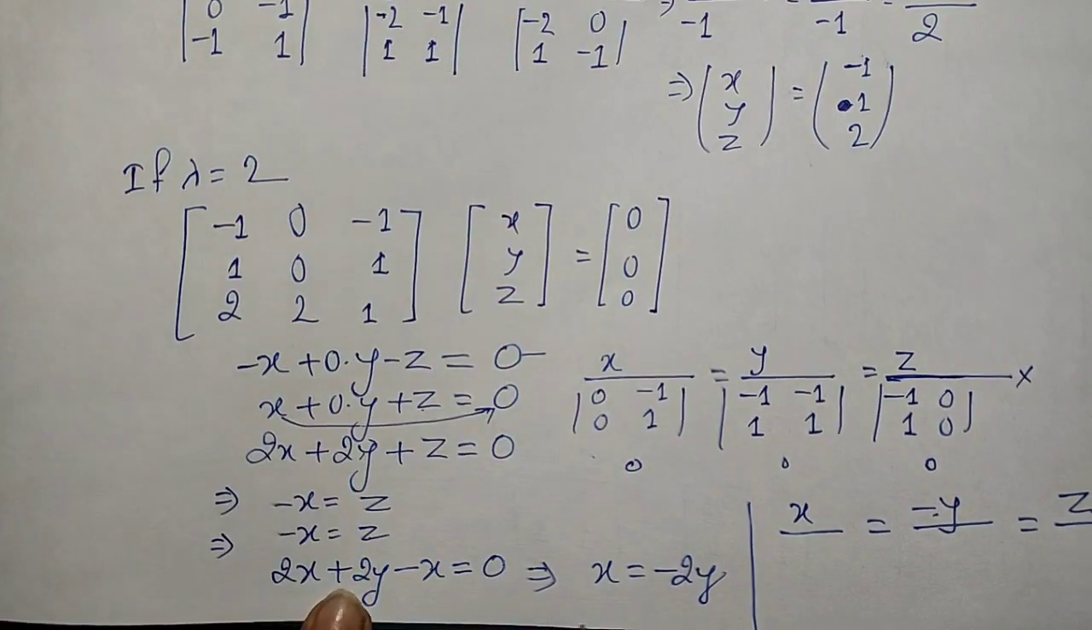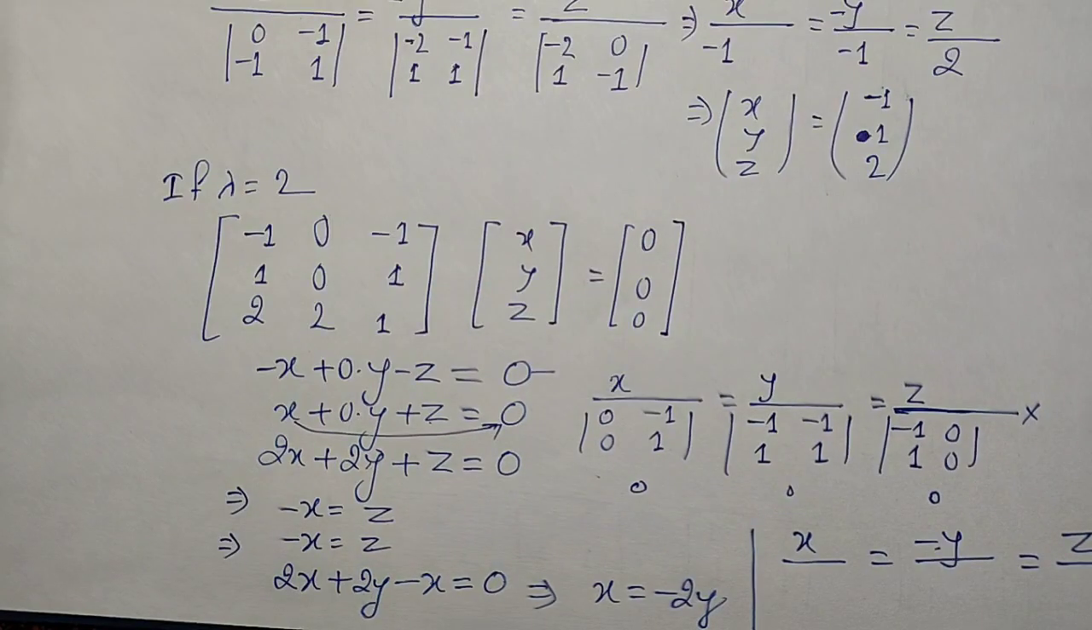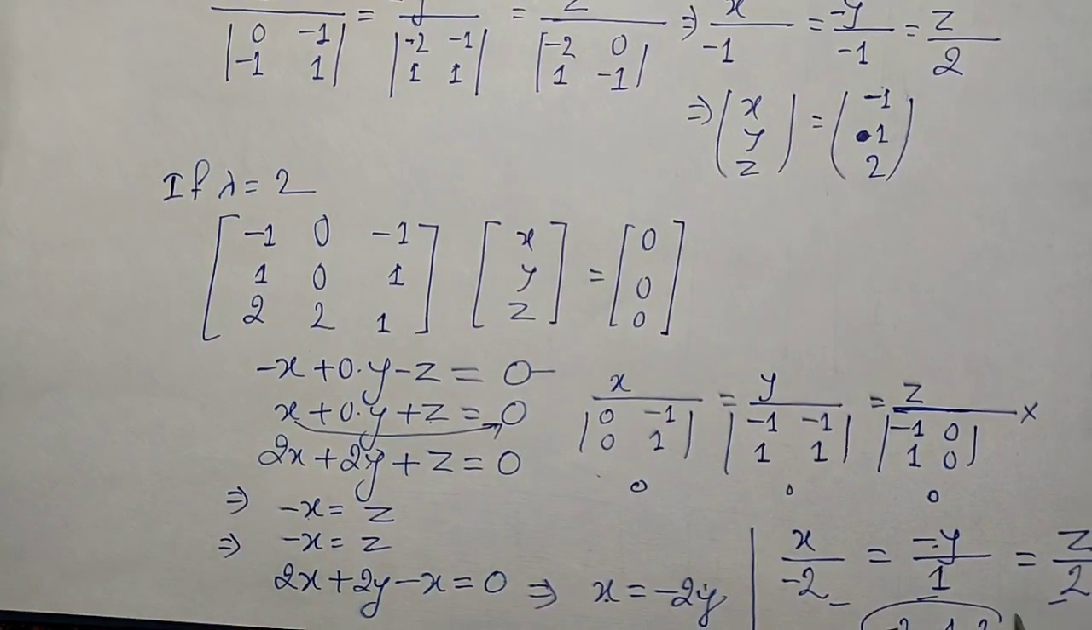Now see here, we have x equals minus 2y and z equals minus x, and if I take y equals 1 by hit and trial method, then we will have x equals minus 2, and negative of x equals positive z. So our z will be equal to 2, and these are our eigenvectors. Minus 2, 1 and 2 are our eigenvector when our lambda equals 2.